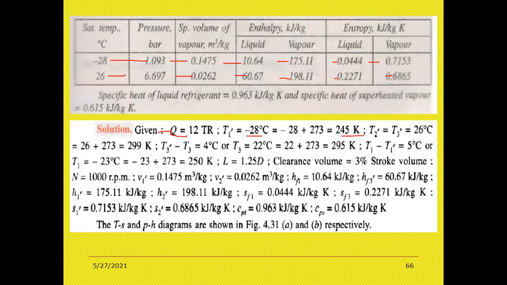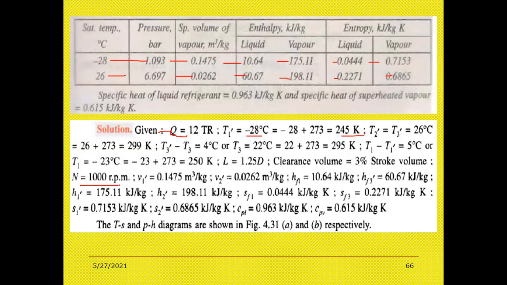What is L here? Length is equal to 1.25 times the diameter of the cylinder. Therefore, what is the clearance volume? The clearance volume is 3% of the total volume. Now, what is the speed? Speed is equal to 1000 rpm.